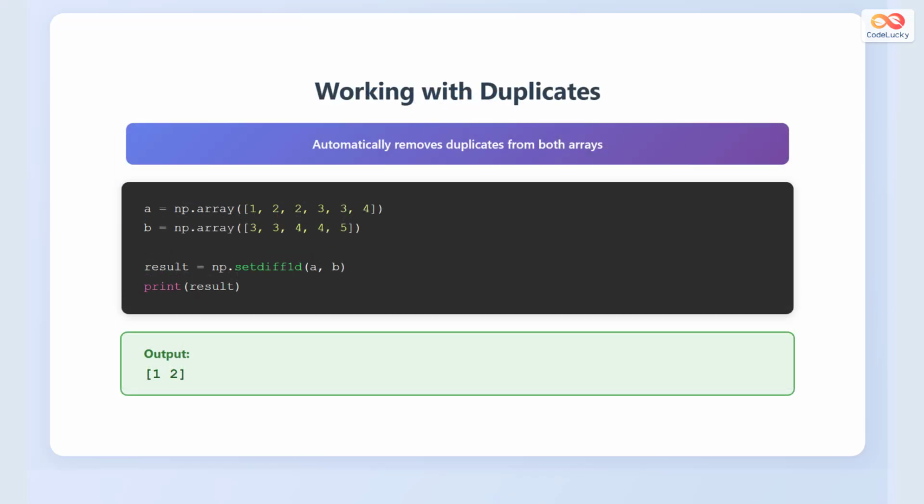One important feature of setdiff1d is how it handles duplicate values. The function automatically removes duplicates from both input arrays before computing the difference. In this example, array A contains duplicate values like 2 appearing twice and 3 appearing twice. Array B also has duplicates with 3 and 4 each appearing twice. When we compute the set difference, duplicates are eliminated, and we get a clean result containing just 1 and 2. This automatic deduplication makes setdiff1d very convenient for data cleaning tasks.